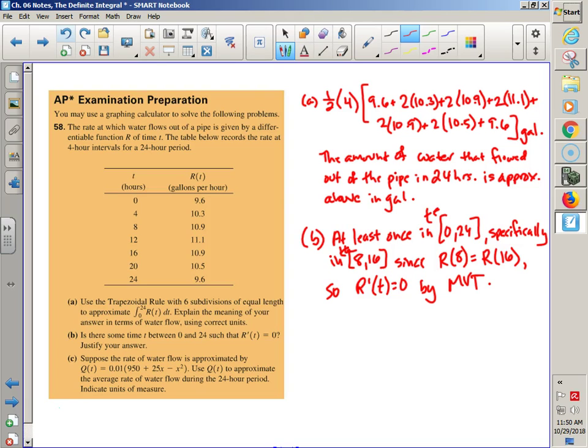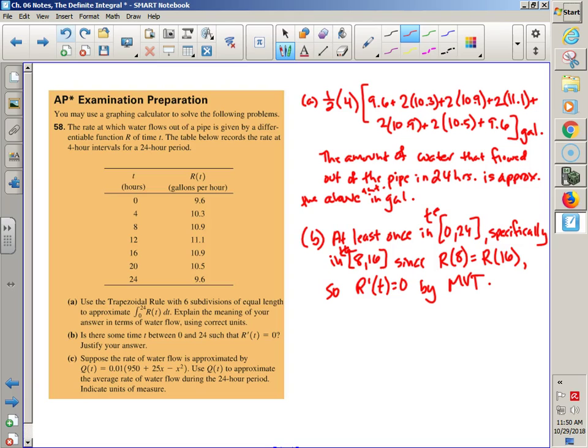In the first part, the amount of water that flowed out of the pipe in 24 hours is approximately the above amount, yeah, in gallons. I would put something like which approximates the amount of water if I had taken more time with it.